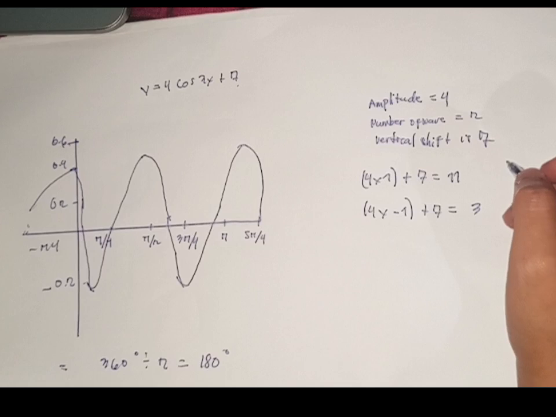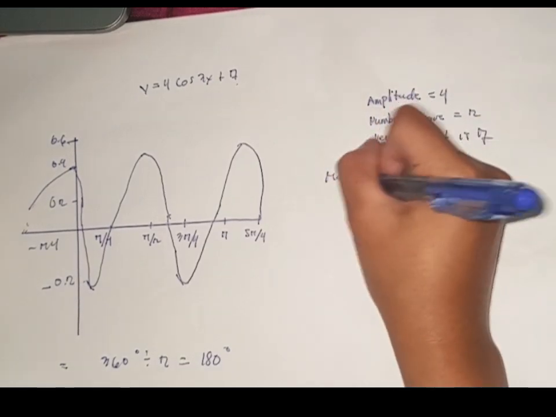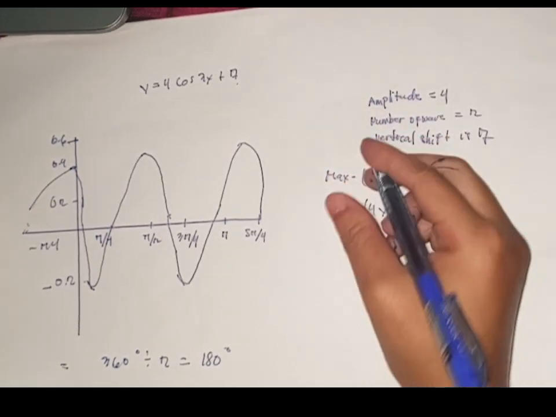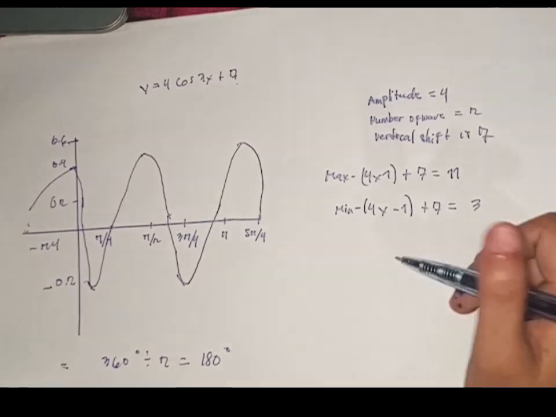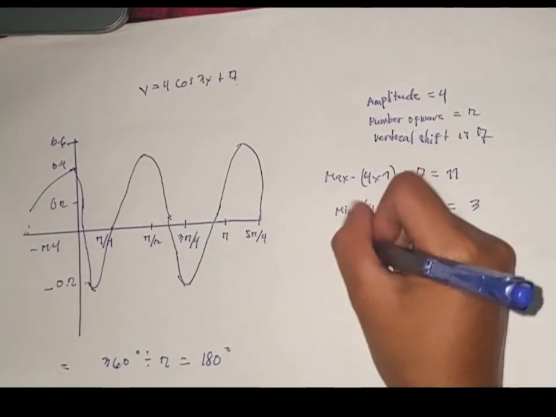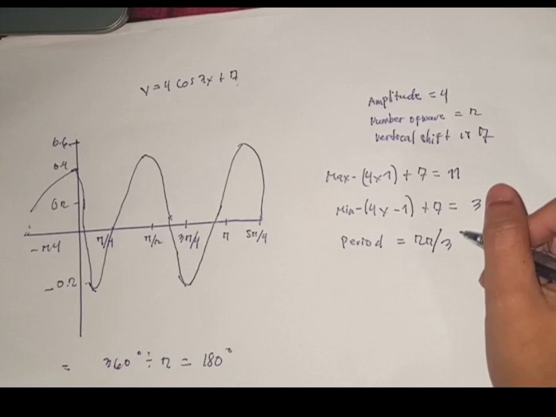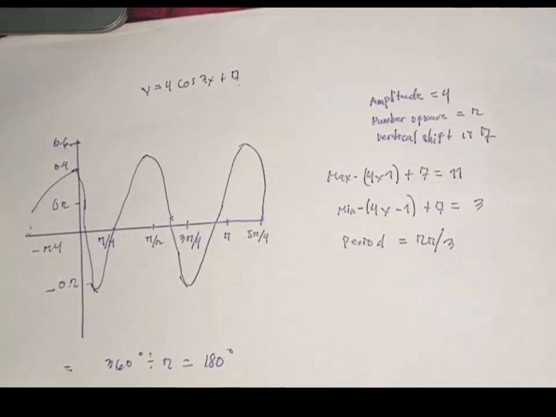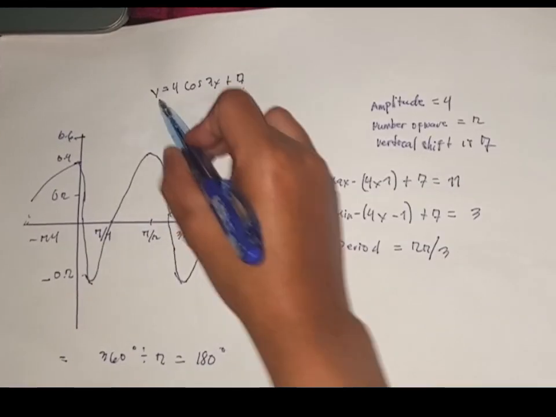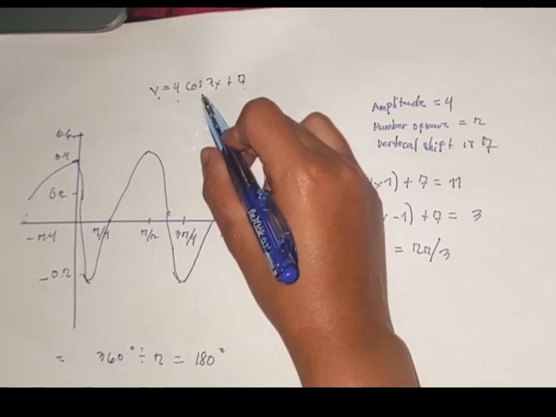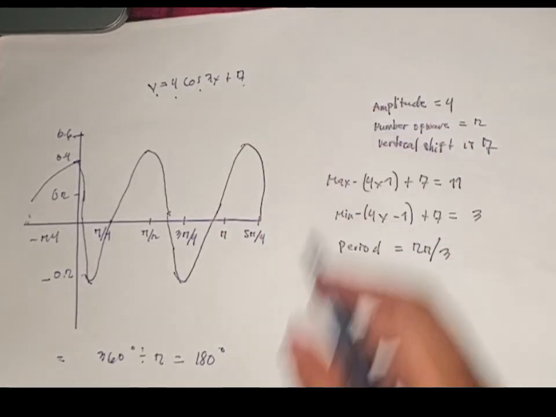So this is the max, the minimum. In the period, we have a period of 2 pi over 3. So this is the graph for y equals 4 cos of 3x plus 7. This is the graph.